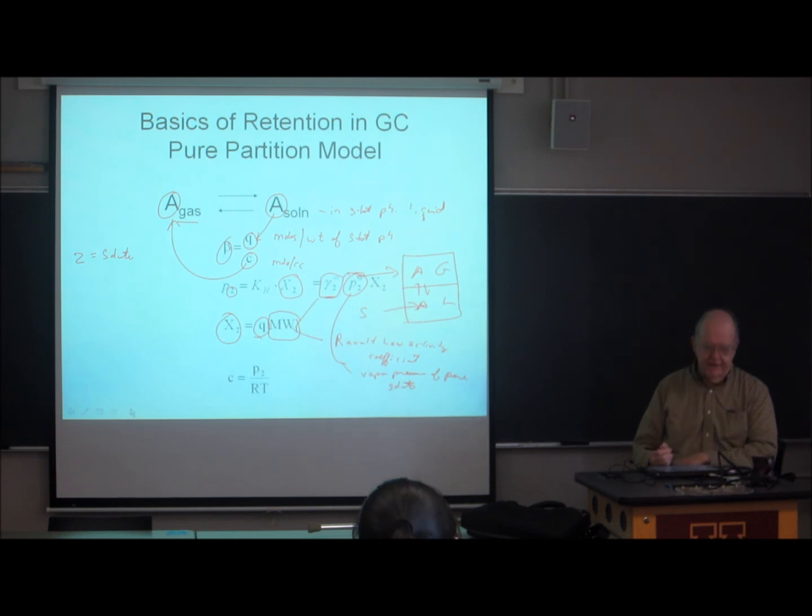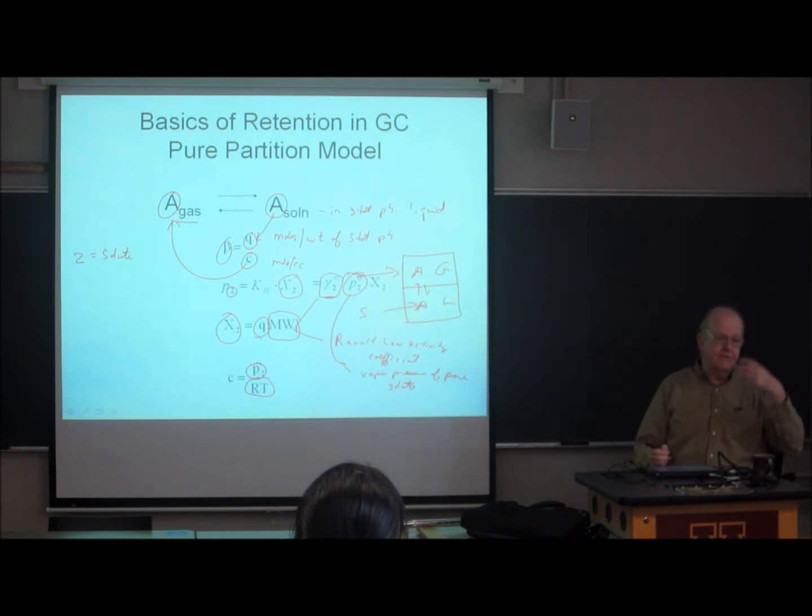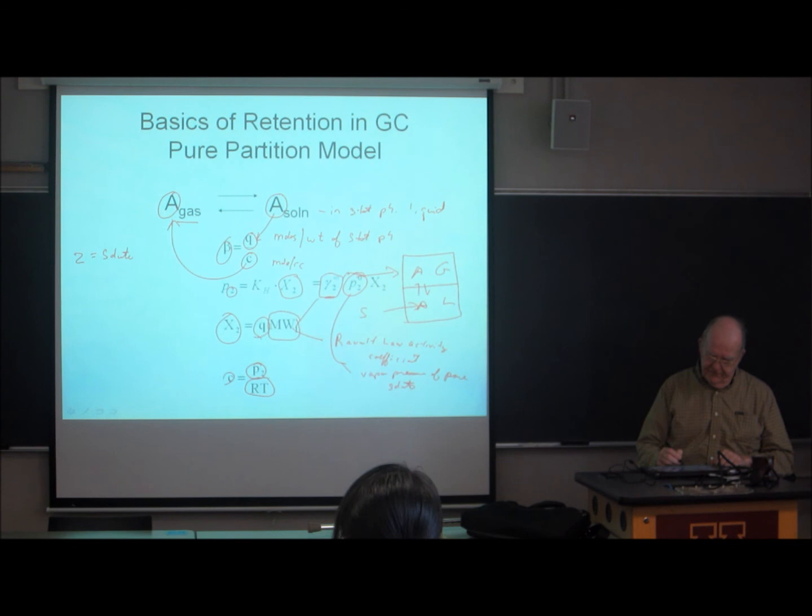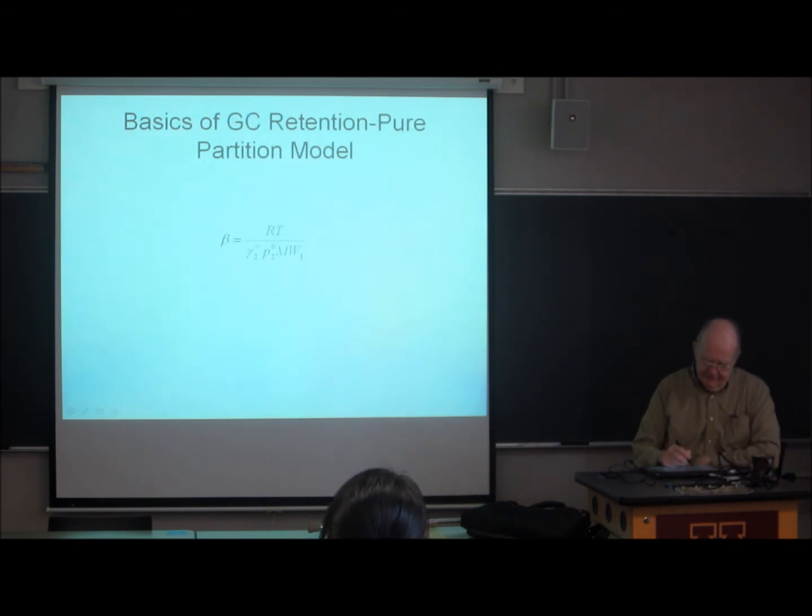And P2 we can relate to the concentration of the solute in the ideal gas phase. And that's basically just the ideal gas equation, PV equals nRT. N over V is concentration. So concentration is the partial pressure divided by RT, the gas constant times the temperature of the column. So we can stick this in for C, we can stick this in for Q, and it gives us this final result. So we now have the partition coefficient in terms of fundamental properties.